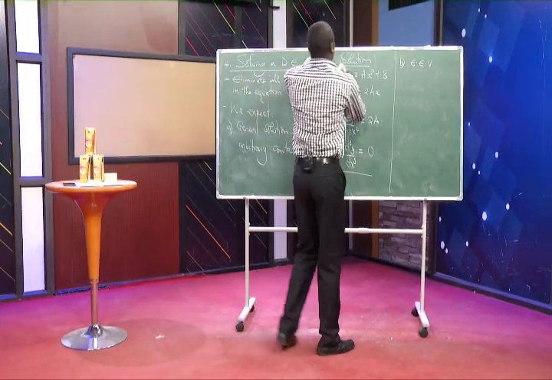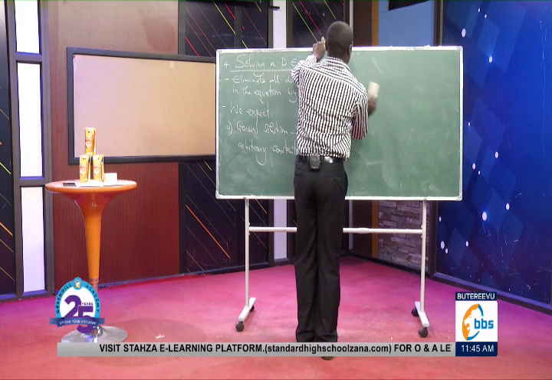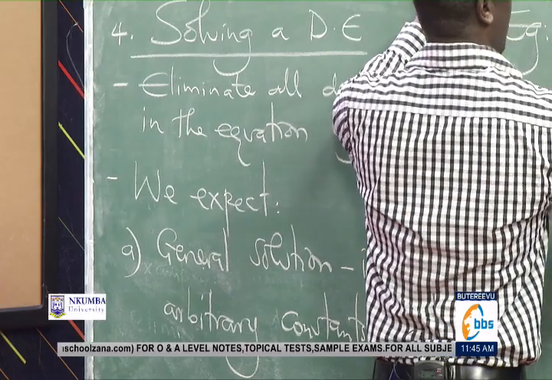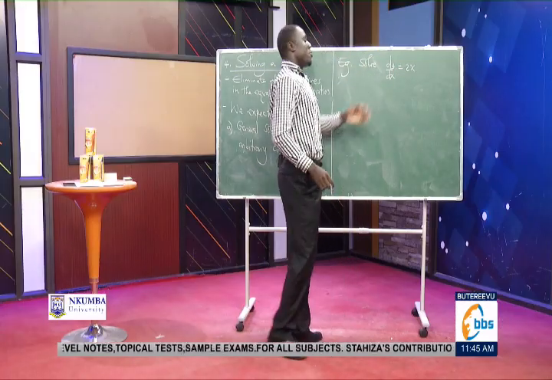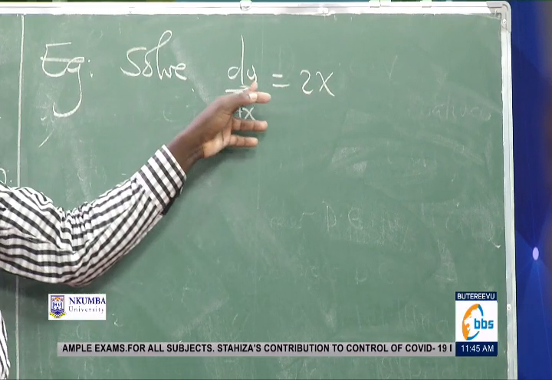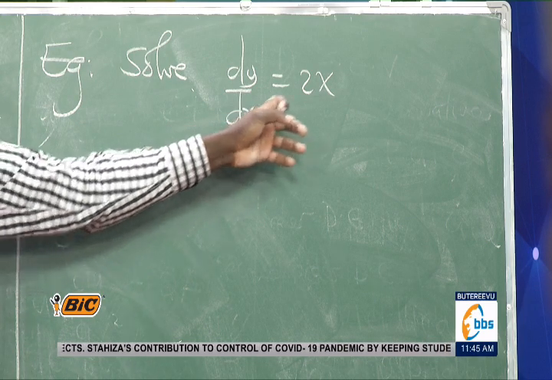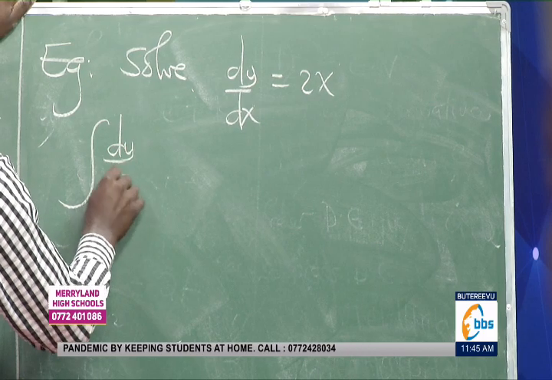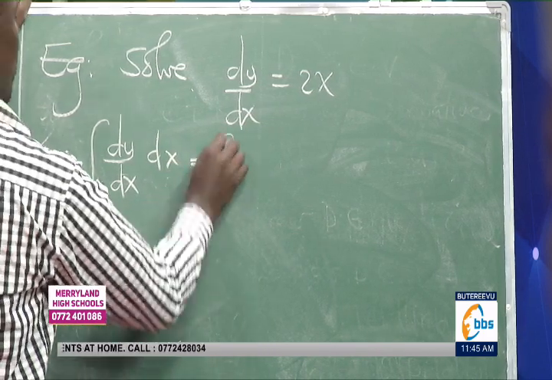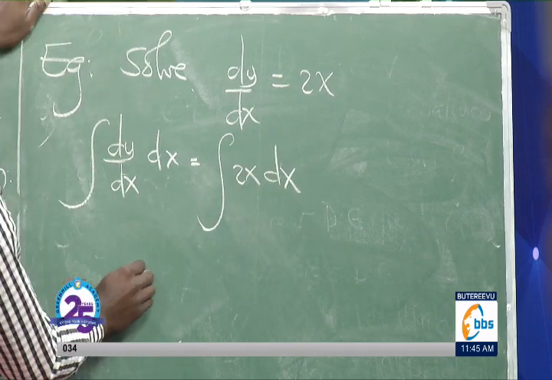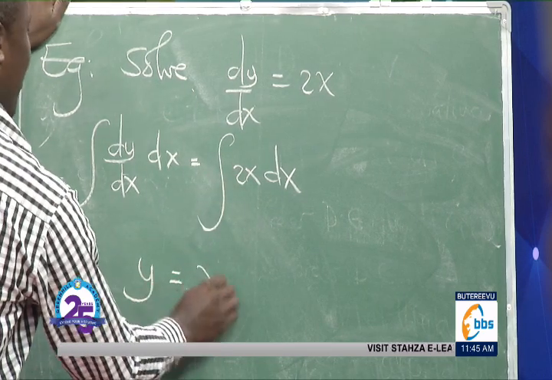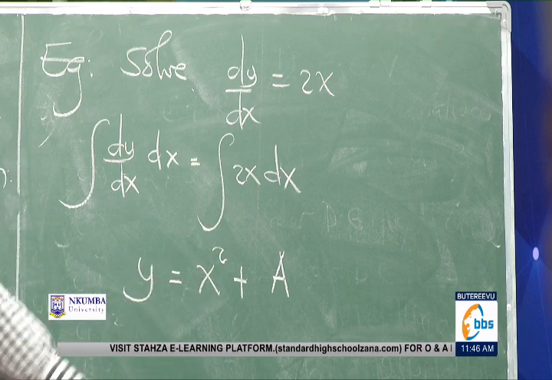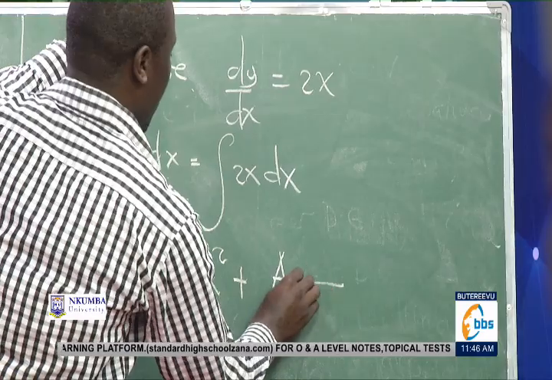For example, if we have: solve dy/dx equals 2x. We met that in integration. We are just asking you to find the function y such that when you differentiate it, you get 2x. And so all we are going to do is integrate both sides with respect to x. So we shall have the integral of dy/dx with respect to x equal to the integral of 2x with respect to x. When you integrate that, you'll get y, and you integrate this, you'll get x squared plus an arbitrary constant. So we say that this is a general solution to that differential equation.